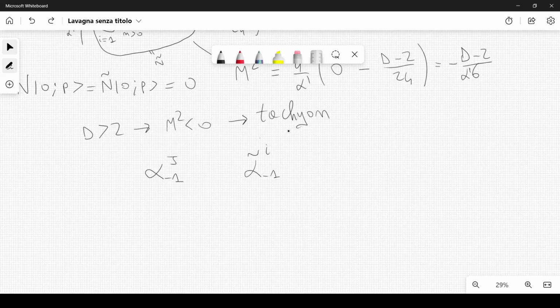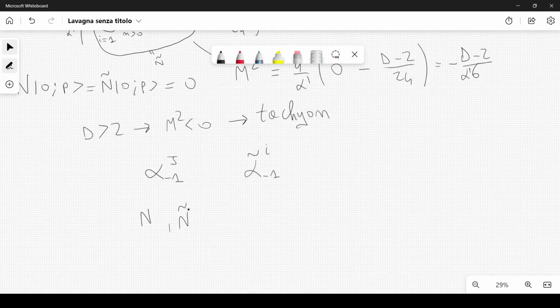And so the fact that m² is given by two different formulas is also called the level matching condition. This condition tells us that we should get the same result when we act with N or with Ñ. Otherwise, the theory would not make sense.